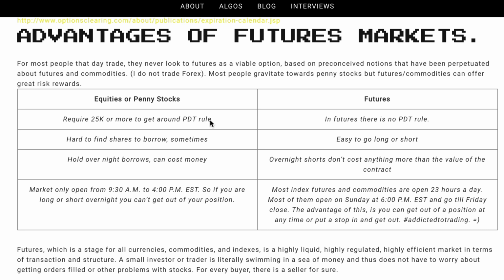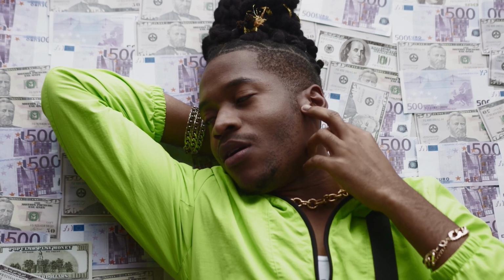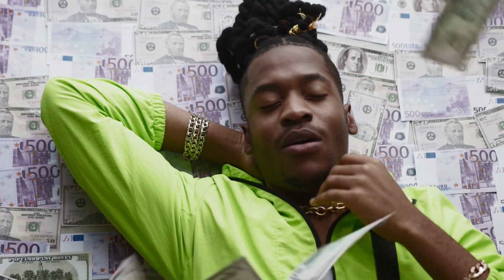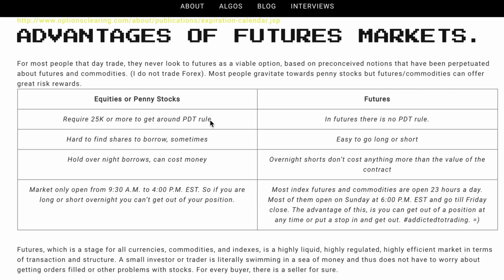All right, last but certainly not least is what are the advantages of the futures markets versus the equity markets? So in the equity world, you are required to have $25,000 or more to get around what is known as the pattern day trading rule, which limits how many trades you can take in a given week. In the futures world, this rule does not exist. So for all of you who are quote unquote day traders, because that is what you want to do with your life, you really should not be so addicted to equities if you have under $25,000.